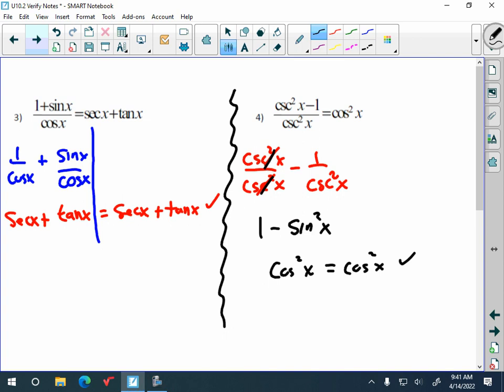All right, so don't be afraid of fractions. Yes? Where did the 1 minus sine squared come in? Well, cosecant divided by cosecant is 1. Minus 1 over cosecant squared is sine squared. That's from the reciprocal identity: 1 over sine is cosecant, so 1 over cosecant squared is sine squared. So that's where that is. This is a Pythagorean identity from the top. Okay. So we're working down.